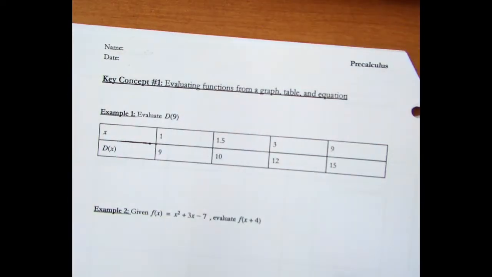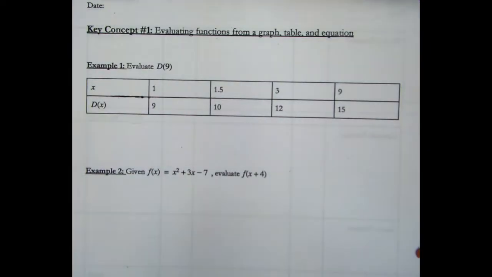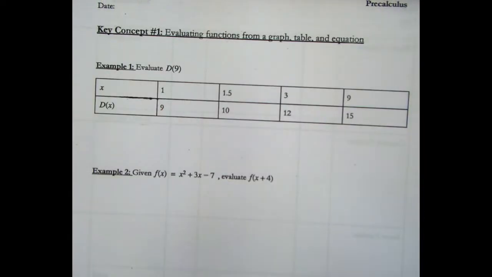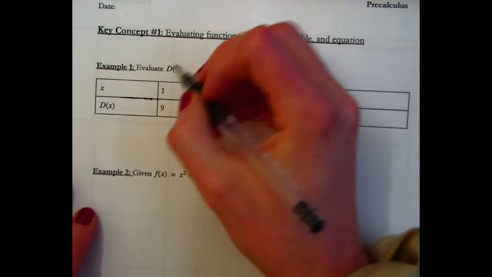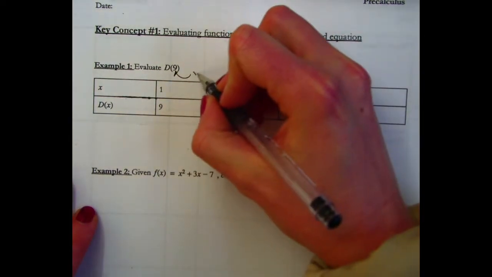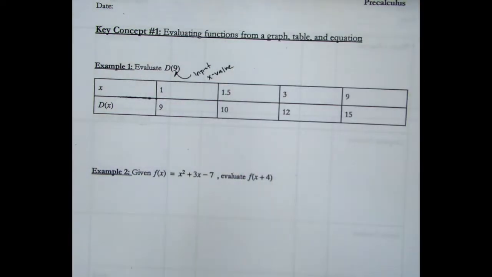So the first key concept that's going to be on your final is evaluating functions from a graph, a table, and an equation. The first type of question you might be asked would be from a table. So evaluate d of 9. The key thing to remember with function notation is whatever is inside the parentheses is your input, otherwise known as your x value for that function.